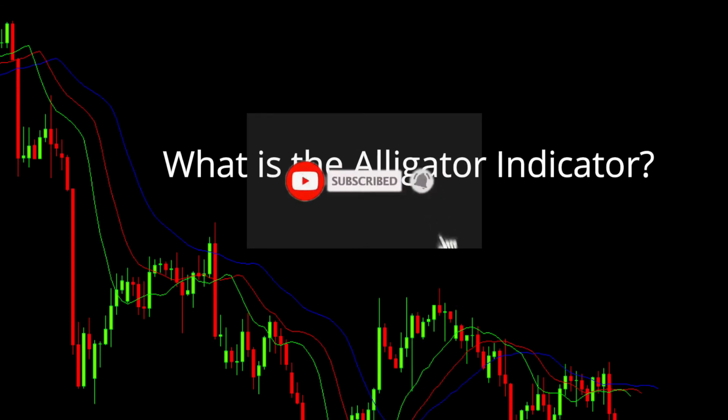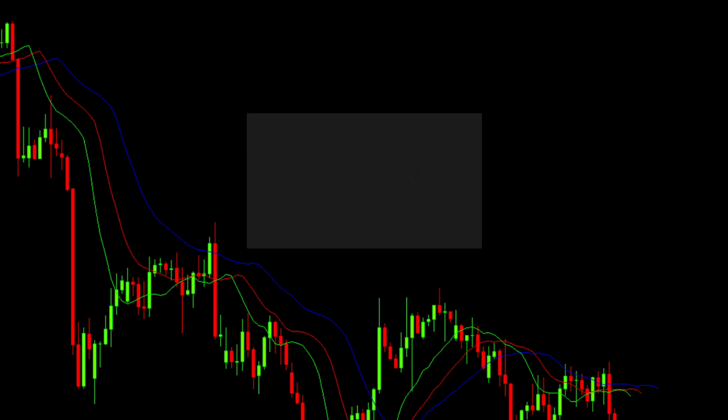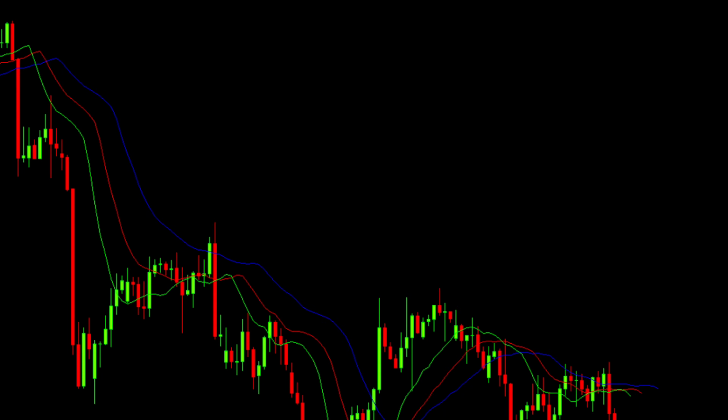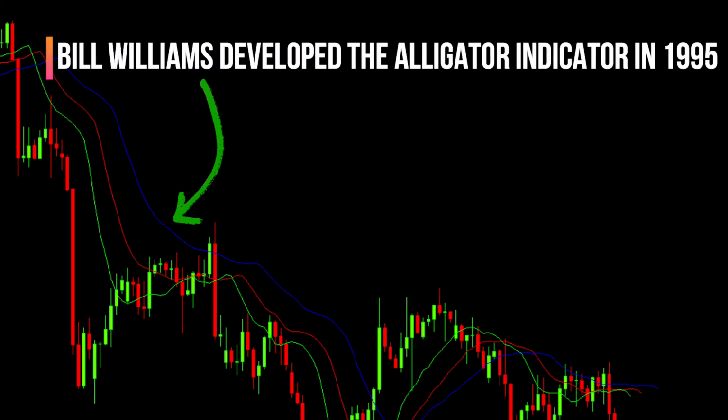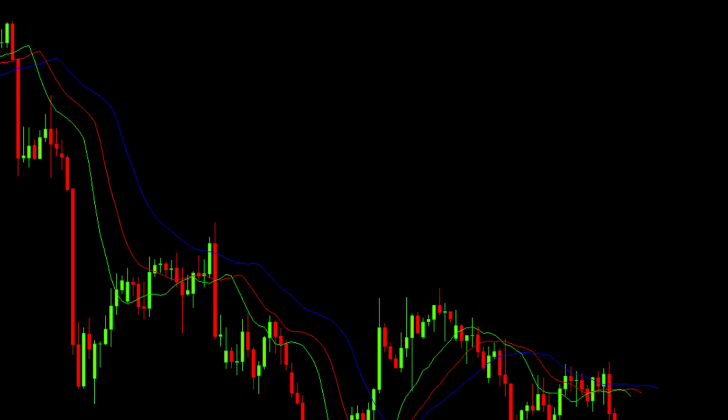The Alligator indicator is one of the dozens of indicators that Bill Williams has developed over the years. The accelerator oscillator, fractals, gator oscillator, and market facilitation index are a few more. Bill Williams developed the Alligator indicator in 1995. It's based on his book, Trading Chaos. This indicator is commonly found on trading platforms like the MetaTrader.